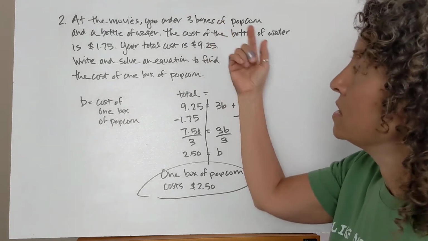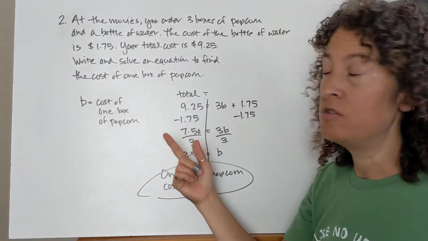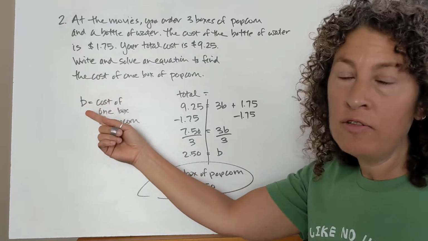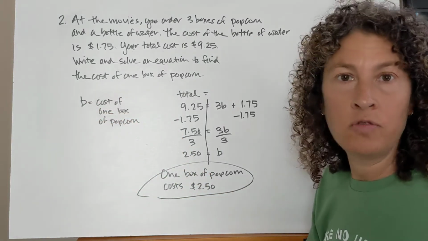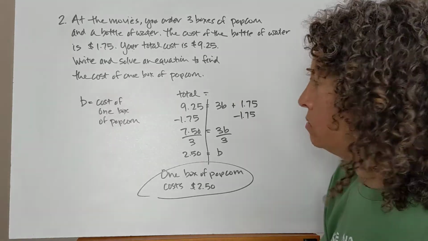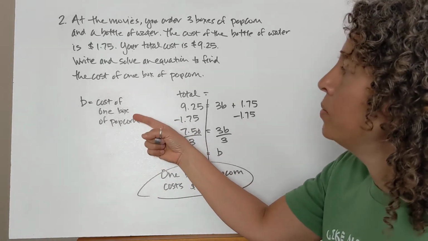So we've got 3 boxes. I only really want to know the cost of 1, so I'm going to use the letter B for a box of popcorn. You could use the letter P for popcorn. You could use X if you just really would prefer to stick with X, whatever letter you want. Cost of 1 box of popcorn.